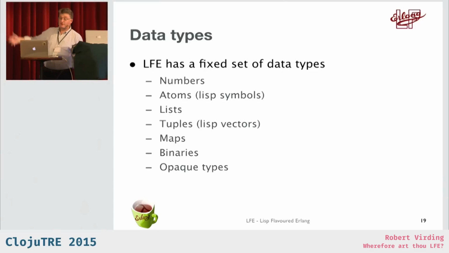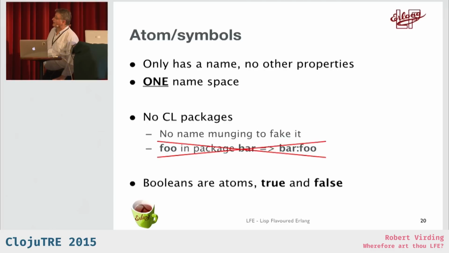It has these fixed data types, and this is what the Erlang machine provides us with. We have numbers, we've got atoms, a sort of equivalent to Lisp symbols. We have lists, of course, we have tuples, which are more like vectors, we've got maps, binaries, and a bunch of opaque types that are part of the system. So I'm just going to talk about some of them.